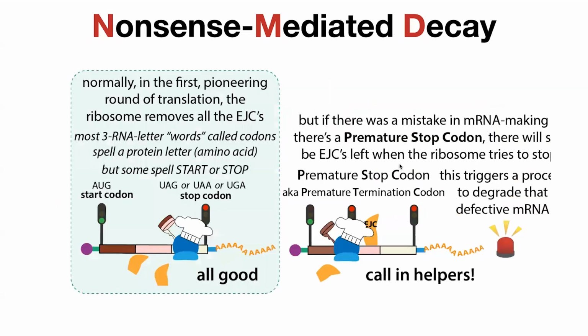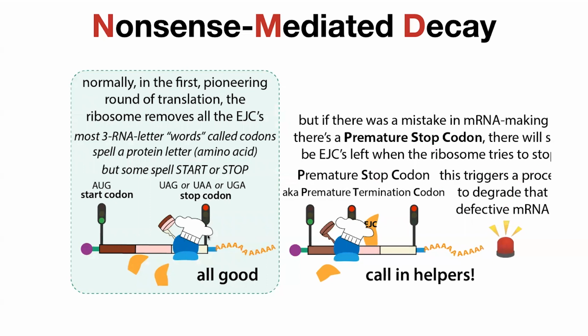Now, what happens in the pioneering round of translation, which is basically the first round of translation? The ribosomes are going to use this mRNA over and over and over, and lots of ribosomes are going to use them. But the first time it goes through, we call this the pioneering round of translation. And what the ribosome does is it's going to be translating, but it's also going to be plowing through those exon junction complexes. And so it's going to plow through them all, push them off, and then reach the stop codon.